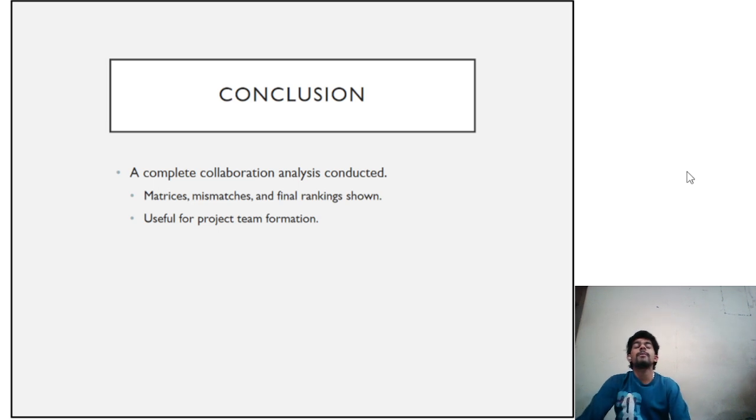So let's talk about the conclusion from the part D. To conclude, we analyzed the collaboration dataset by constructing consistency matrices, computing dissimilarities, and ranking pairs. We found that AC is the best collaboration pair, both with and without gender considered, while AB and BC show higher mismatches and therefore lower compatibility. This analysis demonstrates how simple data-driven methods can help form effective student teams.